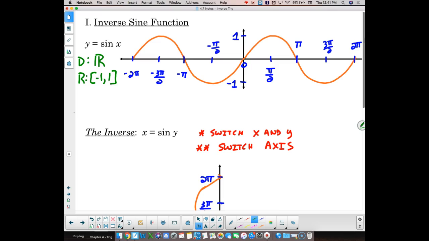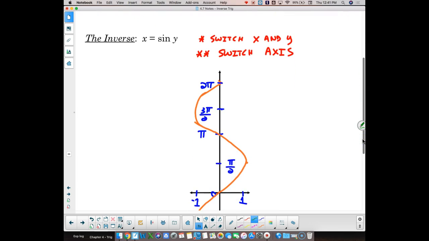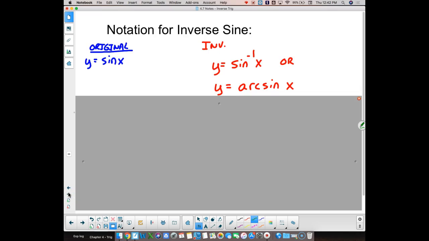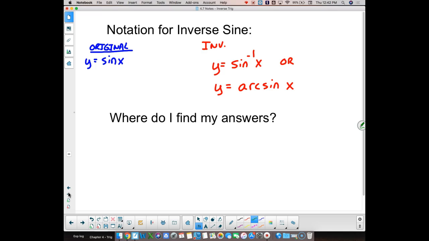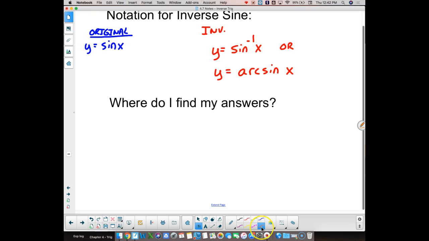Okay? Down here on my inverse, my range, my domain is what? -1 to 1. Those switch. And my range then would be all real numbers. Okay? So fast forward now, where can I find my answers when I'm dealing with the inverse sine function? Well, my domain is still from -1 to +1. So I need to hit every x value from -1 to +1.